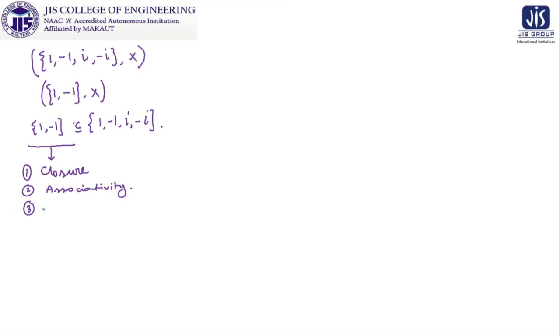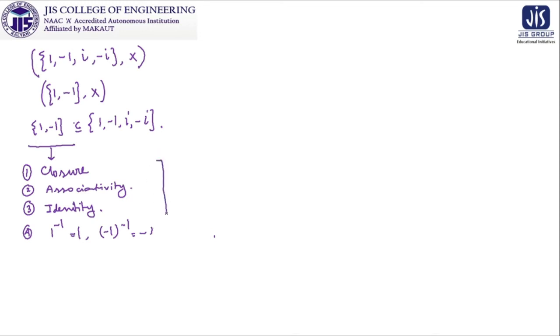As we know, according to the usual multiplication, the identity element is 1, and we get the identity element present in this set. Finally, we have to show that all elements have their inverse present in this set. We know that 1 inverse is 1 here, and minus 1 whole inverse is equal to minus 1, because minus 1 into minus 1 is going to give you 1, which is nothing but the identity element.